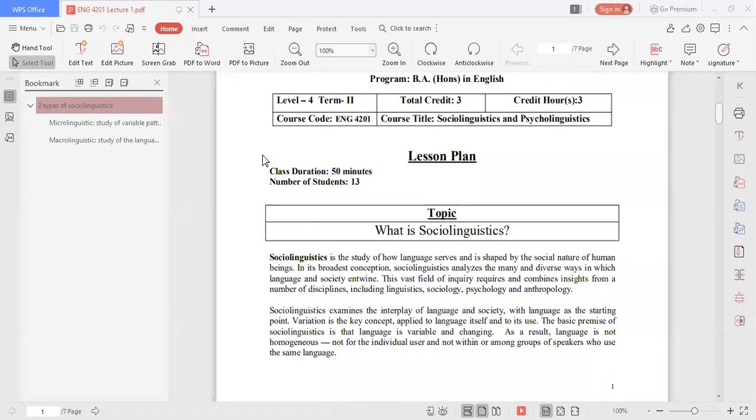Okay, so as a result, language is not homogeneous, not for the individual user, and not within or among groups of speakers who use the same language. So language is not homogeneous. What is this? I mean, language is not homogeneous.